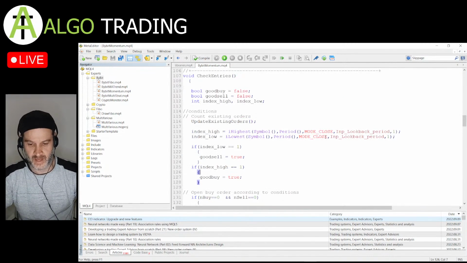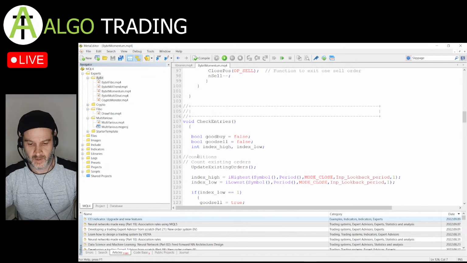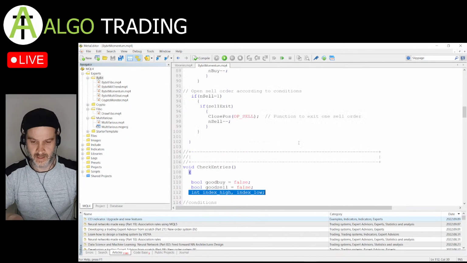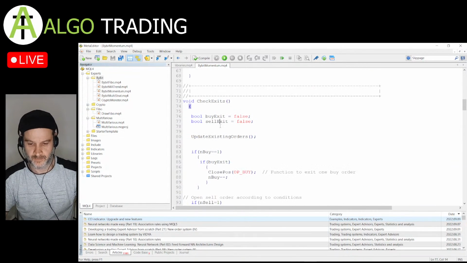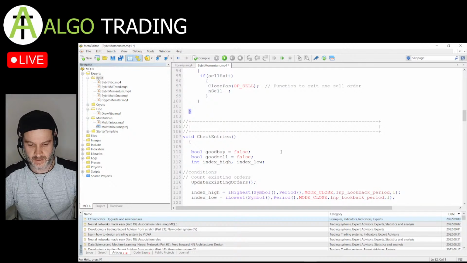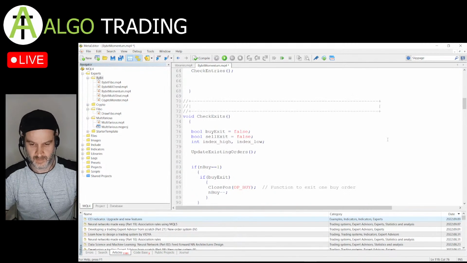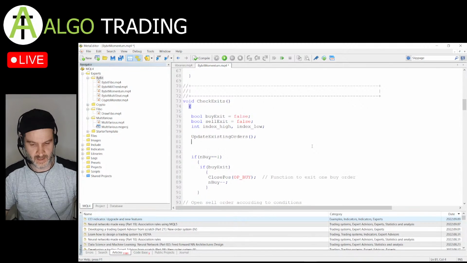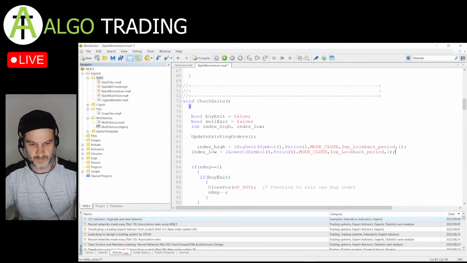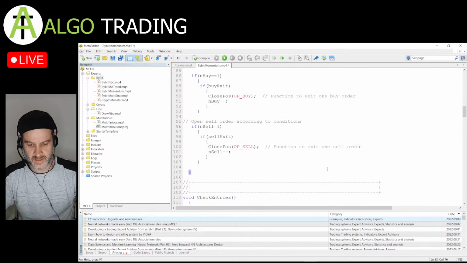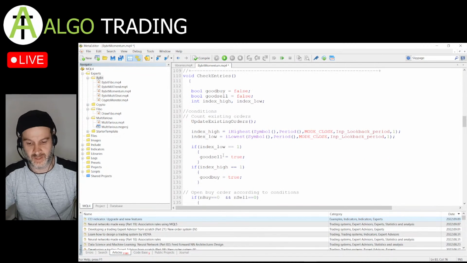Now we need to do our exit strategy. Again, we're going to declare the index high and the index low. Okay, we're going to check the exits. We're going to instantiate index high and index low. Style it. And then essentially what we're going to do now is the opposite of what we did.